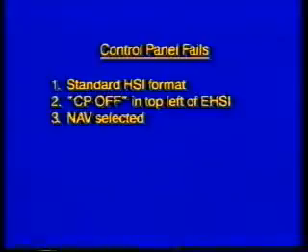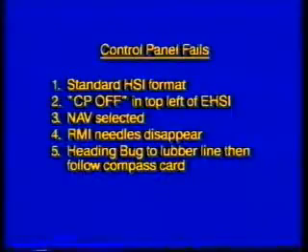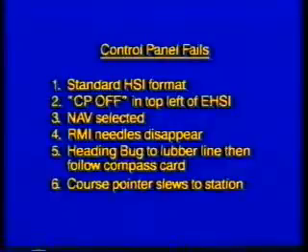The symbol generator will also select NAV for the nav mode so that you have a VHF radio aid on the EHSI. Both the RMI needles will disappear. The heading bug will slew to the lubber line and then follow the compass card, and the course pointer will slew direct to the station and stay there.